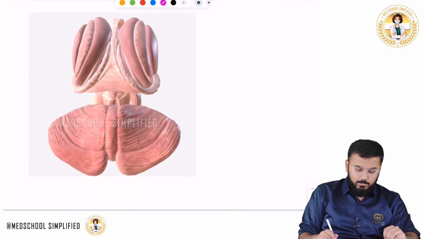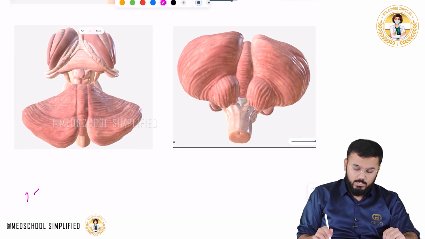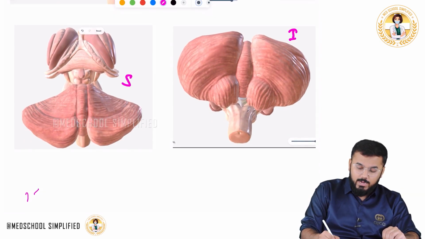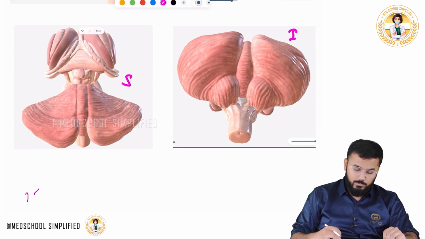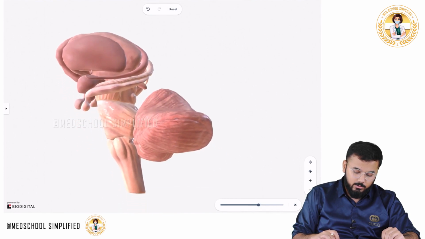For example, this view is called the superior view. This view is called the posterior view. And again, this is called the superior view, and this is called the inferior view of the cerebellum. For a much clearer concept, let me tell you this.